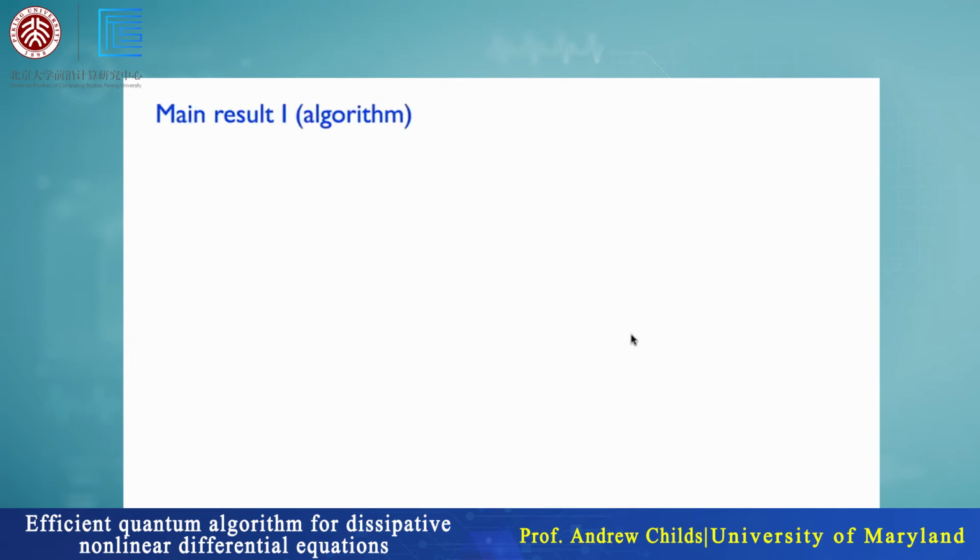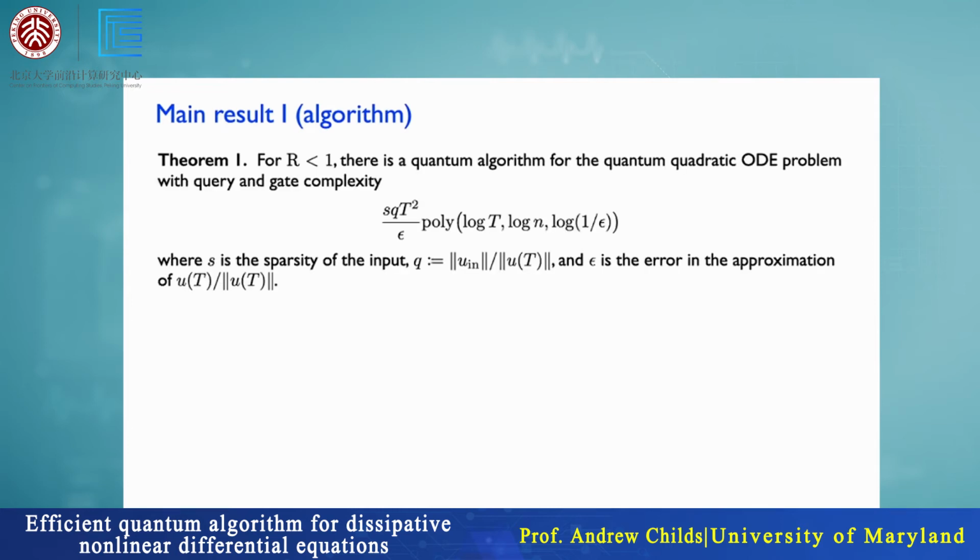Okay, so here's the first main result. We have two main results. One is a positive result for these systems of differential equations. The other is a negative result, or a hardness result. The algorithmic result is as follows. It says that if R is not too big, specifically if R is less than 1, then there's a quantum algorithm for the problem that I described on the previous slide that's efficient, right?